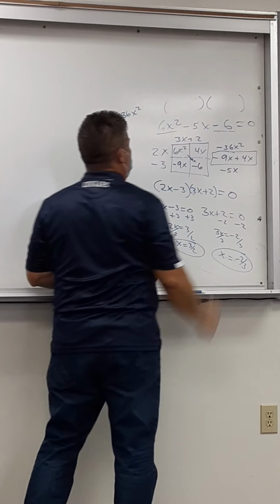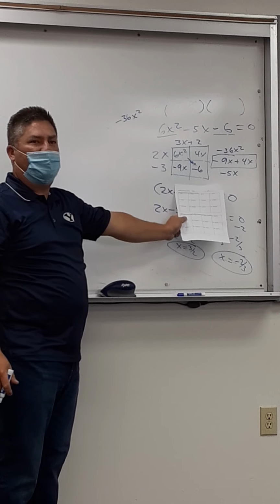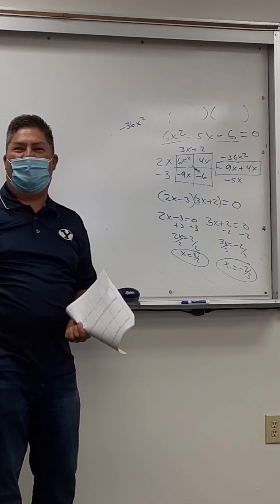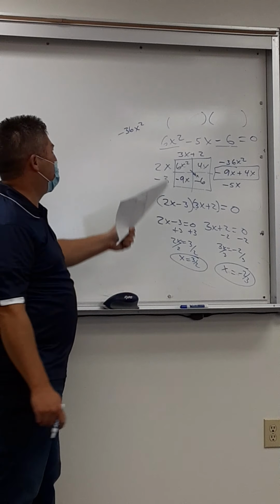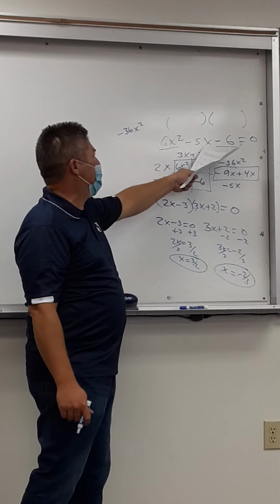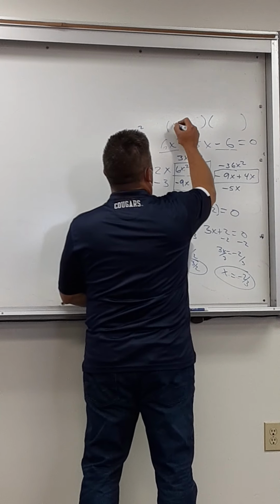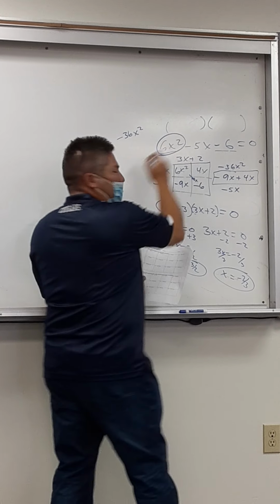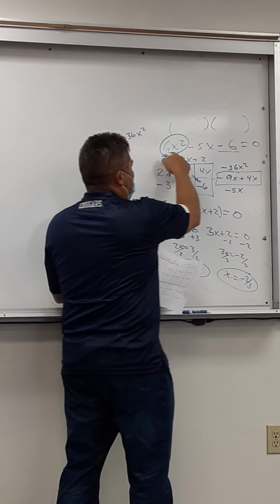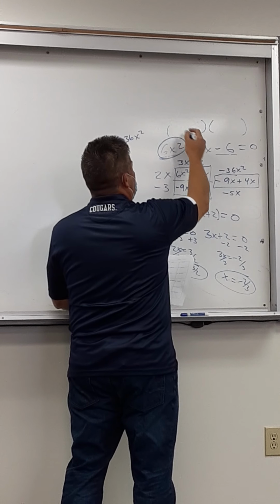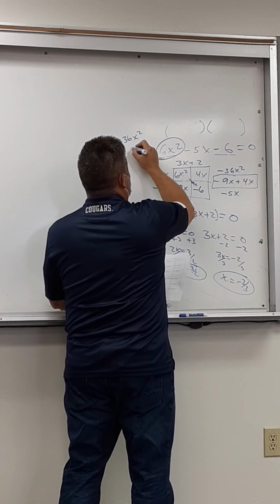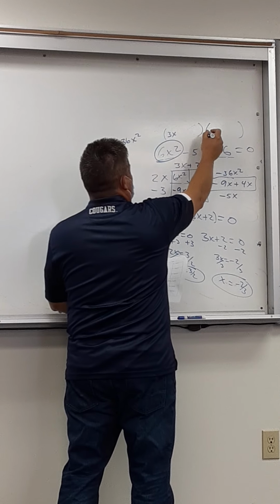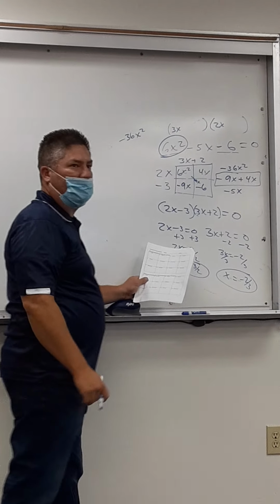So now I have to start. So really, am I doing the same thing as the box method? Yes, I'm just not writing the box down. And then I say, all right, what times it gives negative 36 and subtracts to be 5? Now I use these factors, by the way. I know they're the factors of 6 and 6. So the factors of 6 would be 3x and 2x, right?